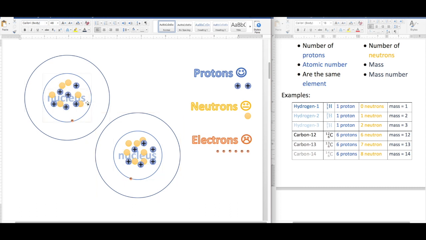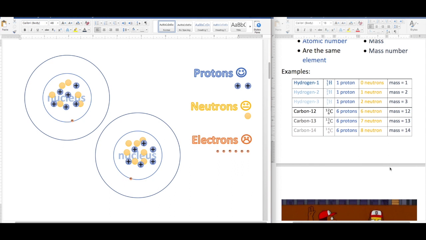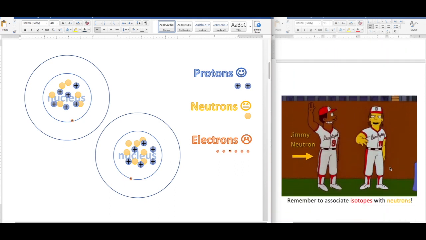But here we have carbon 12 with 6 neutrons and a total mass of 12, and that's what makes it carbon 12. And here we again have 6 protons because it's carbon, and carbon always has 6 protons. But now we have 7 neutrons, bringing its mass to 13, and that's what makes it carbon 13. And there's also a version of carbon that is carbon 14 with 6 protons and 8 neutrons, and of course a mass of 14.